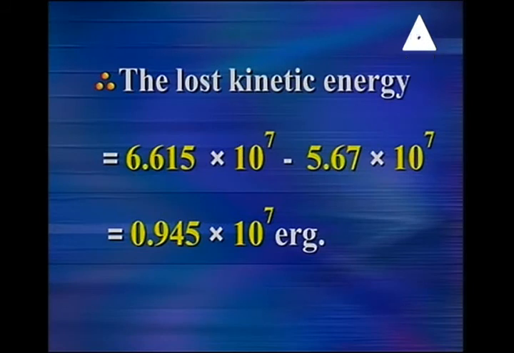Then the lost kinetic energy is the kinetic energy before collision minus the kinetic energy after collision. We find M1 V1 squared and M1 V1 dash squared, then subtract to calculate the lost kinetic energy after collision.